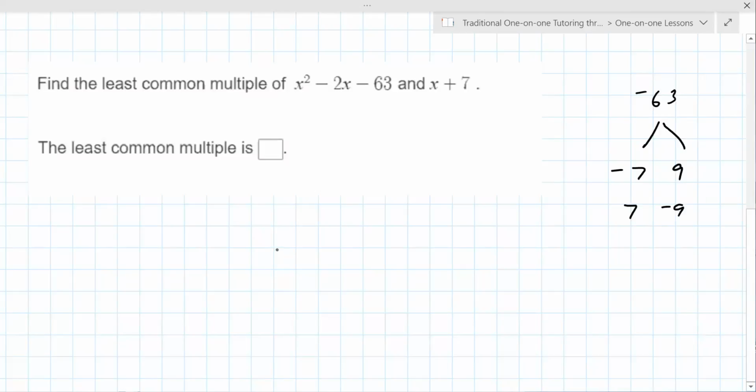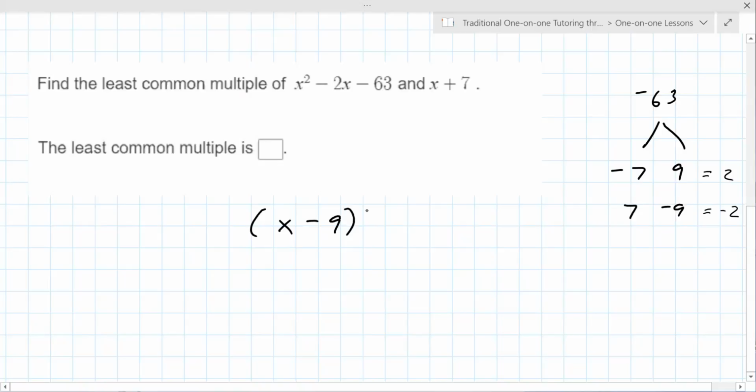It'd be -7 and +9. So -7 and +9 gets you to +2. And then this other one gets you to -2. Sorry, -9 and 7. I had +2 written down for some reason. Once you get the right combination, you write it in factored form, and we're comparing it to this x + 7.